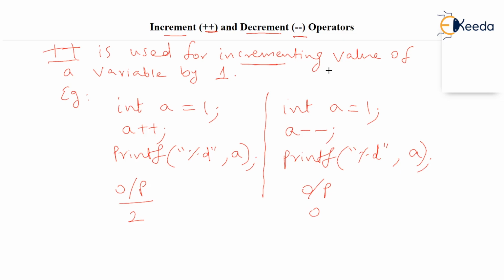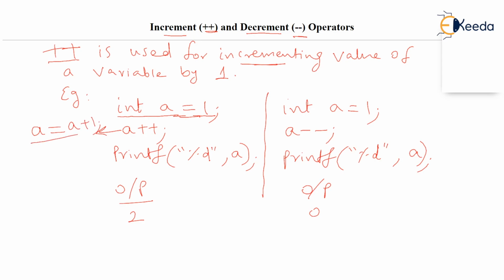As an example, let's say I have int a equal to 1. So a is an integer variable, and its value is 1. The next line is saying that a should be increased by 1. Actually, this line a plus plus is nothing but a should become a plus 1.